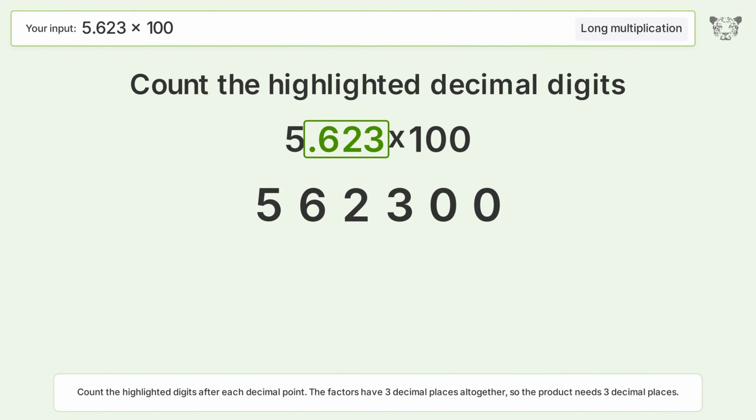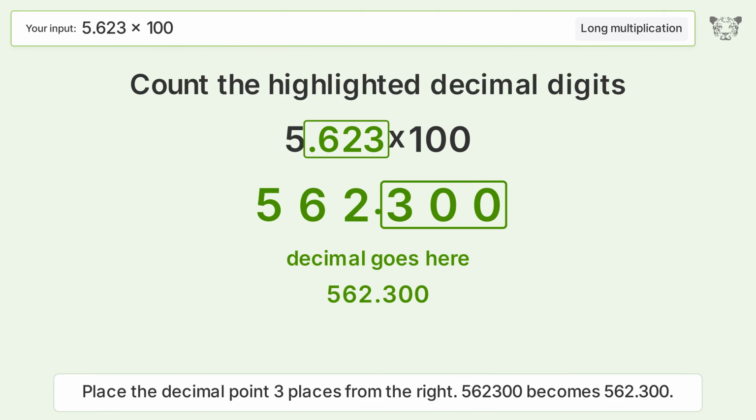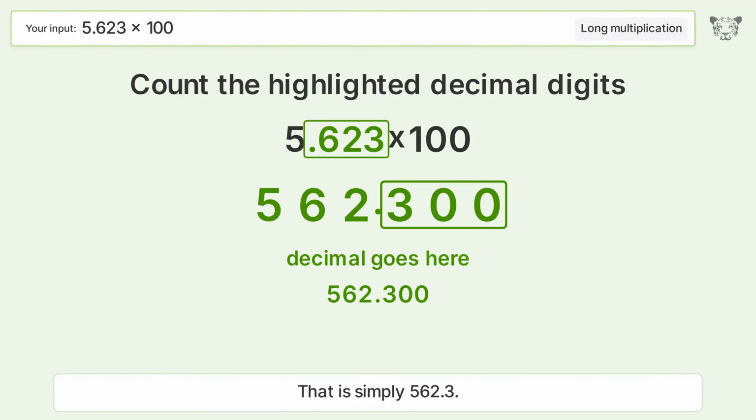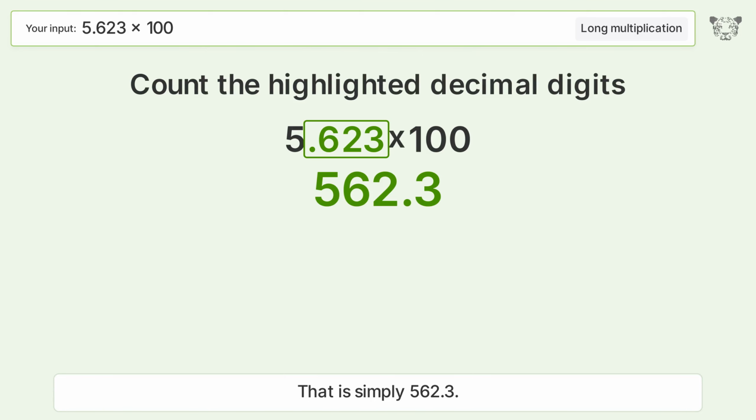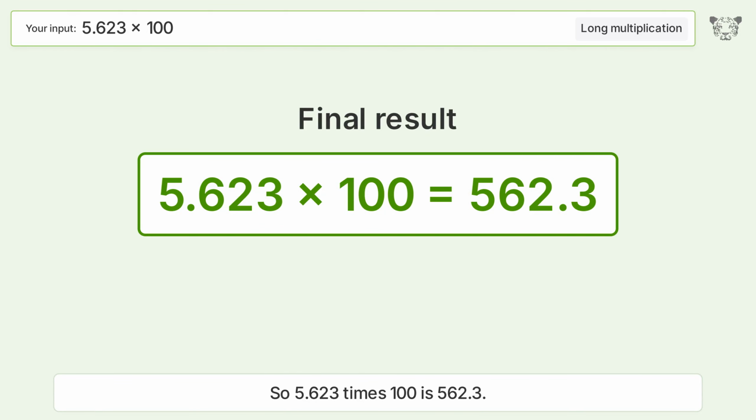Count the highlighted digits after each decimal point. The factors have 3 decimal places altogether, so the product needs 3 decimal places. Place the decimal point 3 places from the right. 562,300 becomes 562.300. That is simply 562.3. So 5.623 times 100 is 562.3.